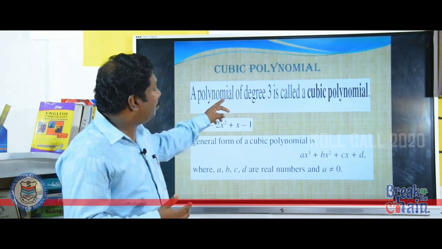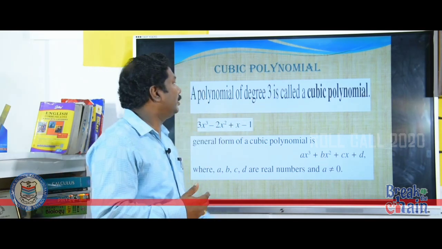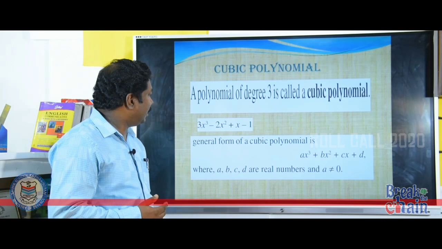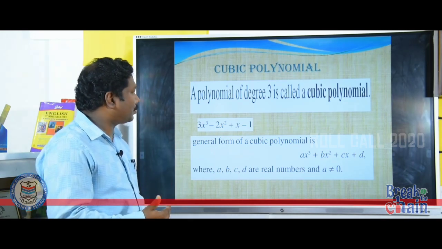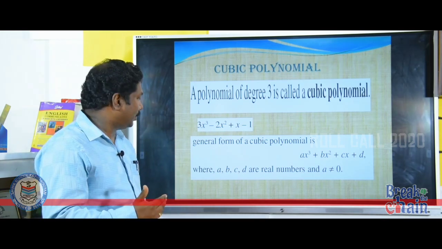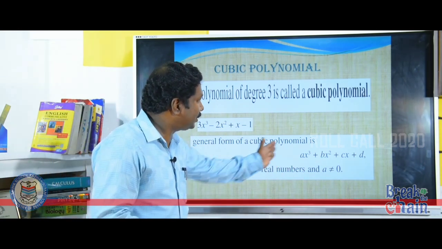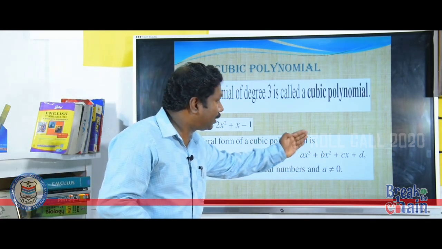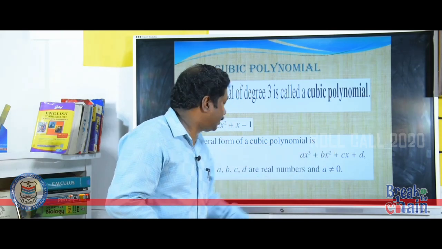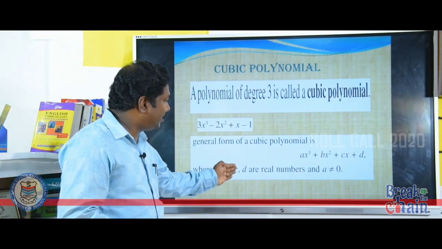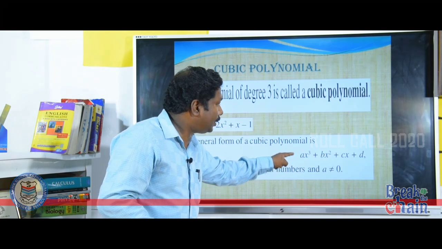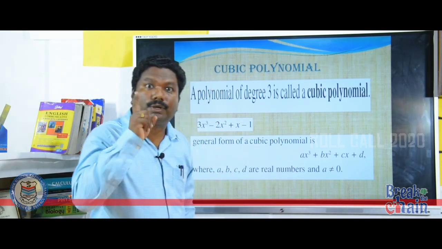A polynomial of degree 3 is called a cubic polynomial. Example: 3x cube minus 2x square plus x minus 1. The general form of a cubic polynomial is ax cube plus bx square plus cx plus d, where a, b, c, d are real numbers. Here a is not equal to 0.